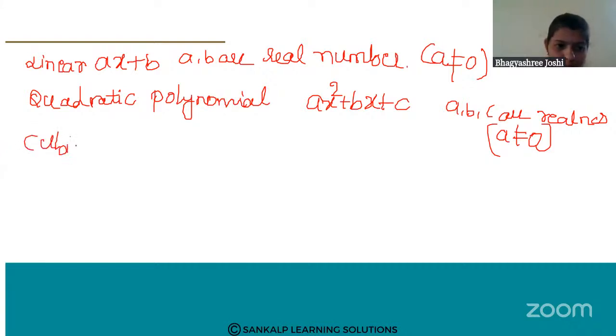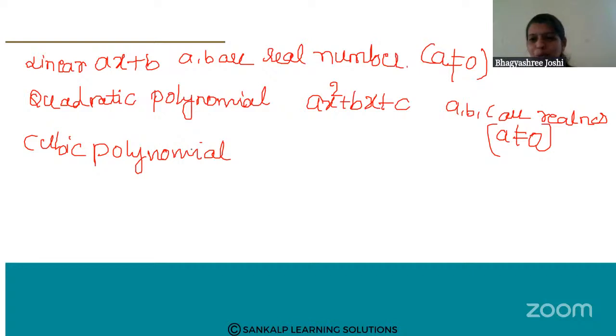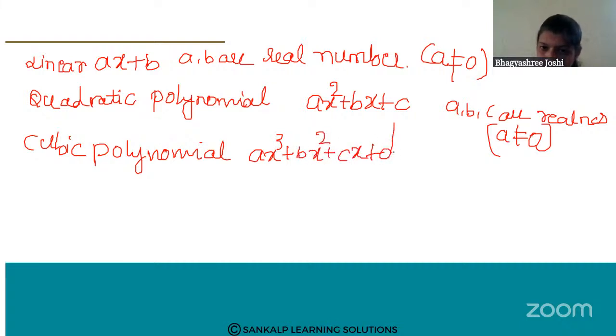For a cubic polynomial, yes, dear children, tell me the standard form for a cubic polynomial. Cubic means degree is 3, right? So ax cube plus bx square plus cx plus d. It is the cubic form, right? Cubic polynomial, where a is not equal to 0.